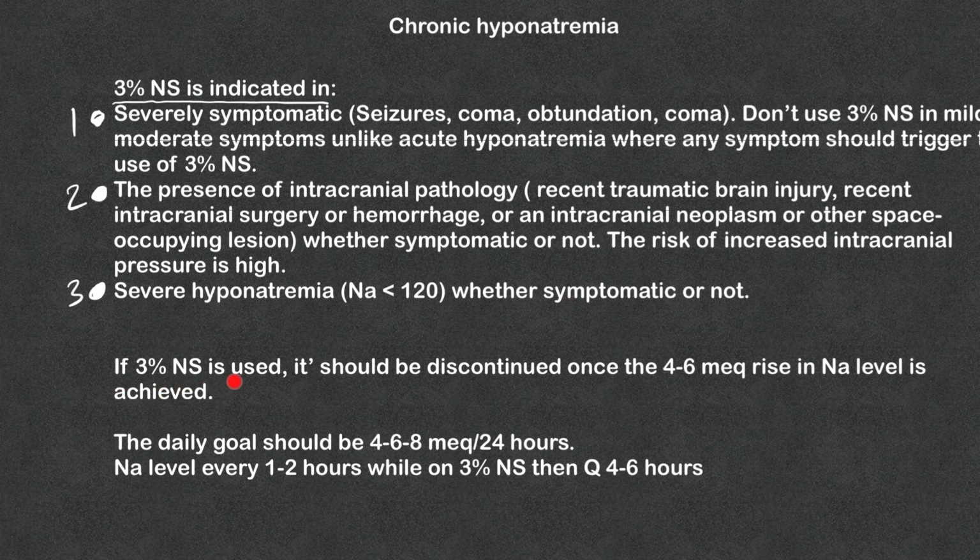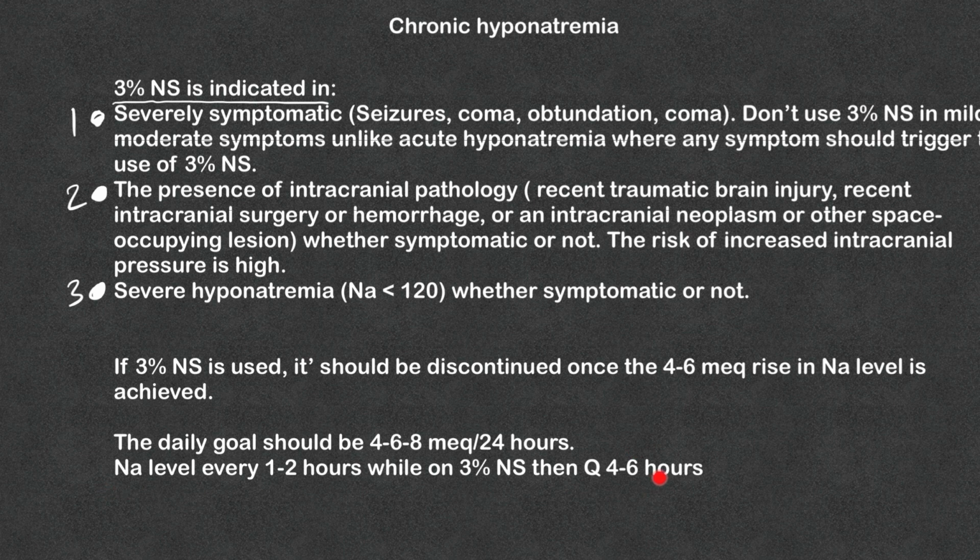If 3% normal saline is used, it should be discontinued once the 4 to 6 milliequivalent rise in sodium level is achieved. The daily goal, again, is 4 to 6; you can shoot for 8 up to 16 milliequivalents per 48 hours. And the sodium level should be obtained every 1 to 2 hours while on 3% normal saline. Once off 3%, you can go up to every 4 to 6 hours.